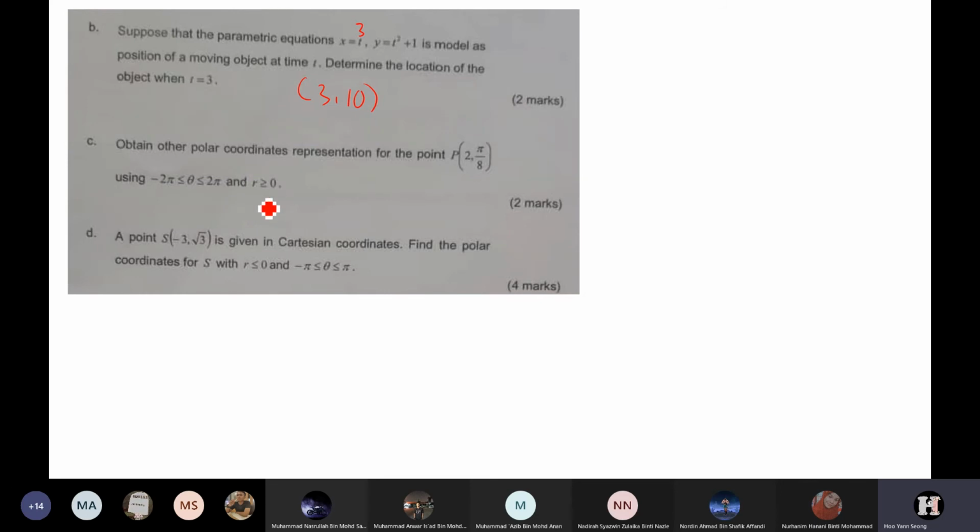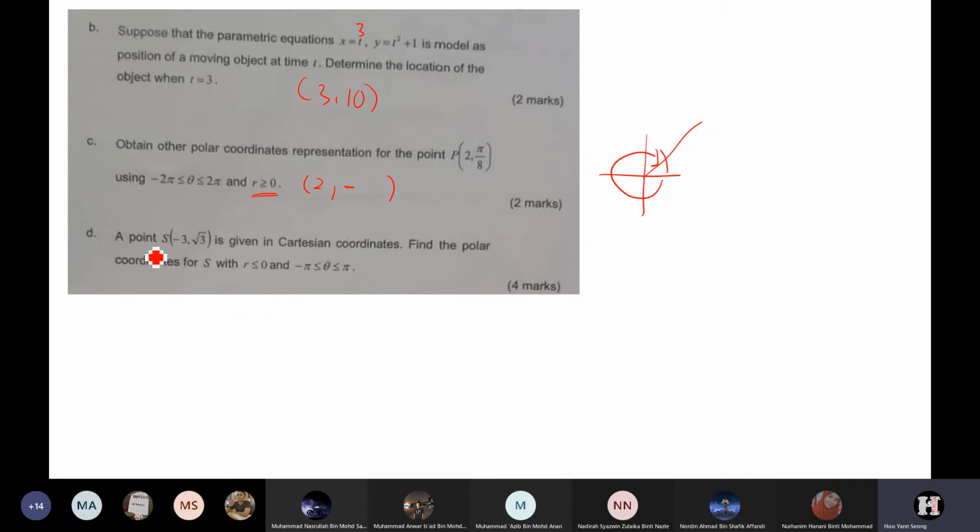Next. This question is to obtain the other polar coordinates, and they say r must be greater than 0. When r is greater than 0, we know there is only one possibility, that is pi over 8 here. So the other one with r greater than 0 means the angle comes from the other side, so it is 2 pi minus something. That is why it is 2 marks.